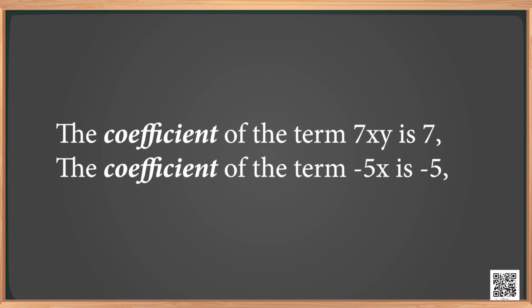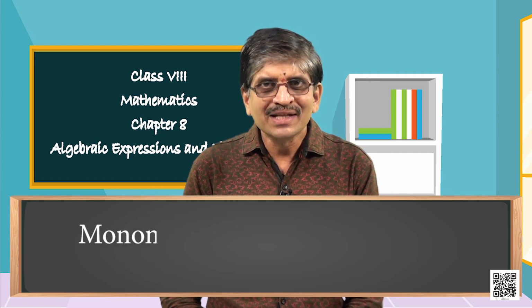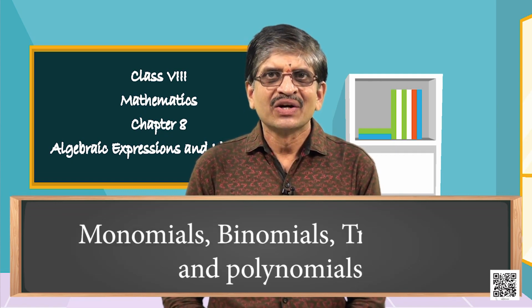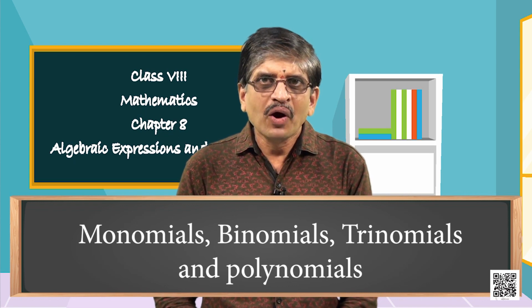Can you identify the coefficients of each term in the expression 7xy minus 5x? You are right. The coefficient of the term 7xy is 7. The coefficient of the term minus 5x is minus 5. Based on the number of terms in the expression, we classify them as follows. They are monomials, binomials, trinomials and polynomials.